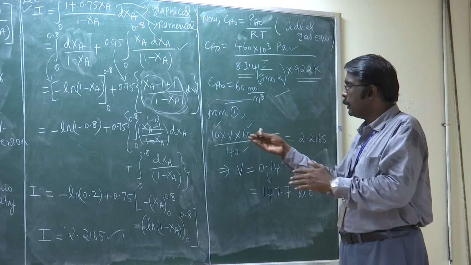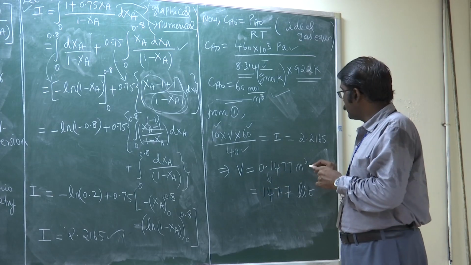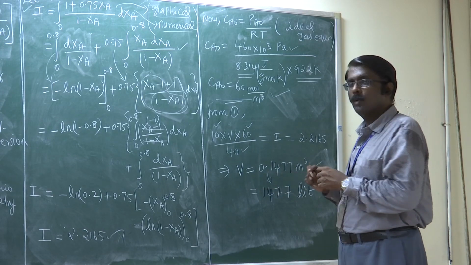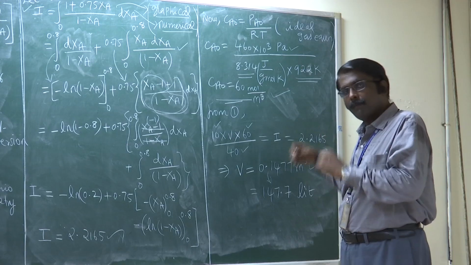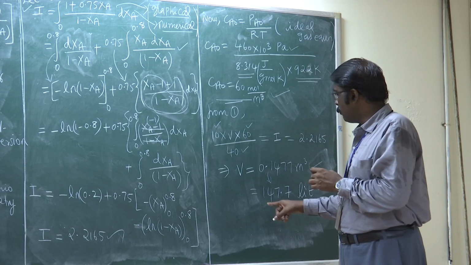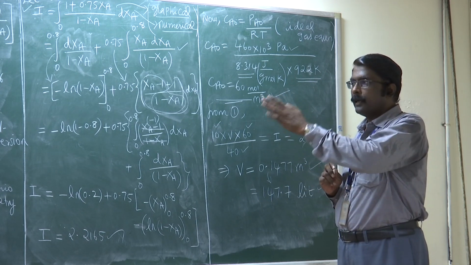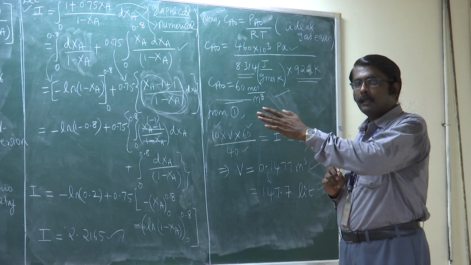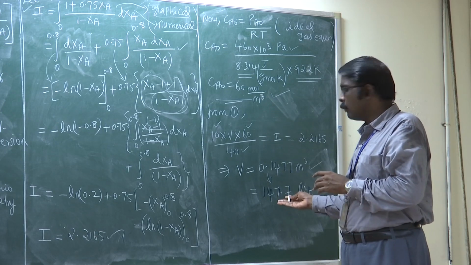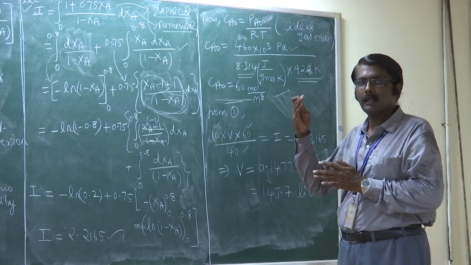By cross multiplication of the numerical values, we get the volume as 0.1477 meter cube. Changing from meter cube into liter, it is equal to 147.7 liter. So for the desired conversion of 80%, the reactor volume we have to use for this reaction should be almost equal to 147.7 liters.